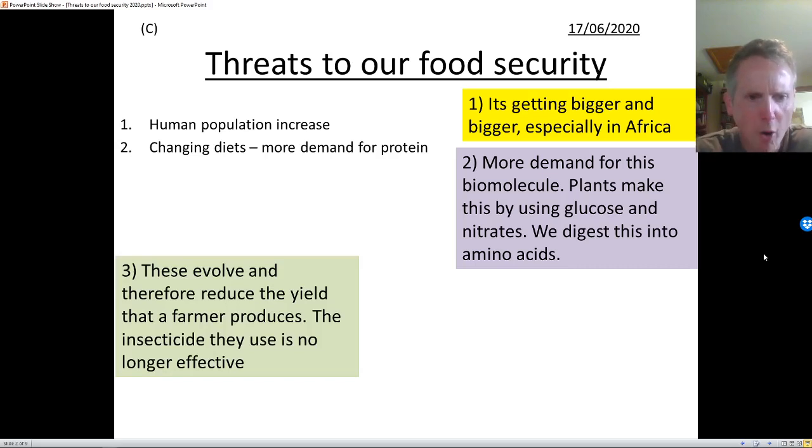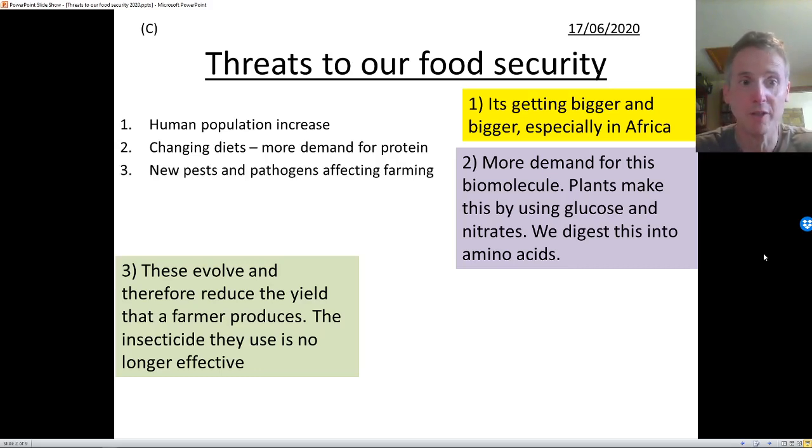Number 3, it says these evolve and therefore reduce the yield that a farmer produces. The insecticides they use are no longer effective. Well, insecticides kill insects. This is just saying that if insecticides no longer work, then the insects must be resistant to the insecticide, so they've evolved. So this is like new pests and pathogens that are evolving that are affecting farming.